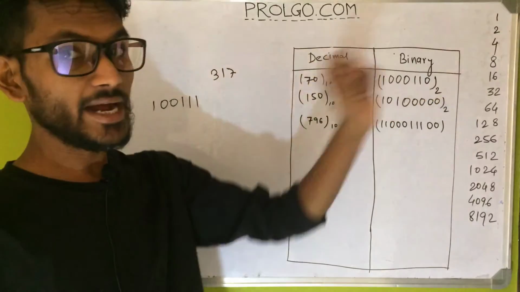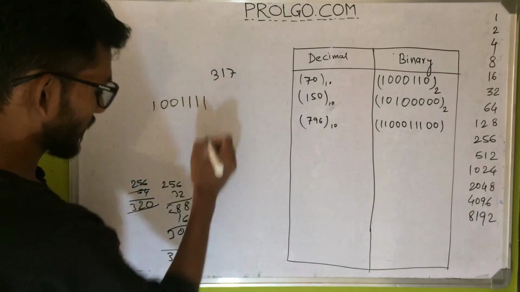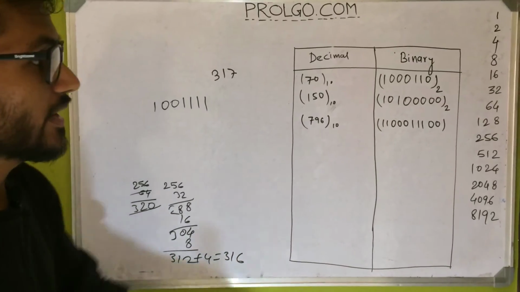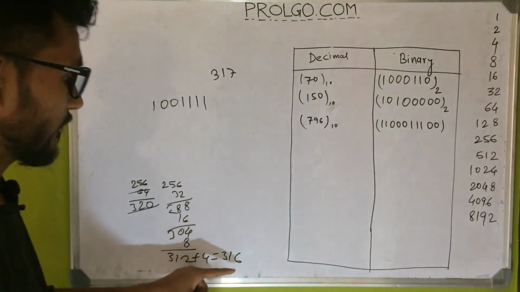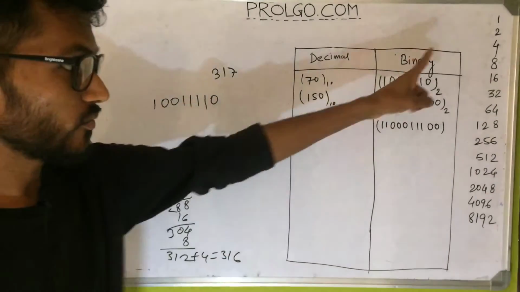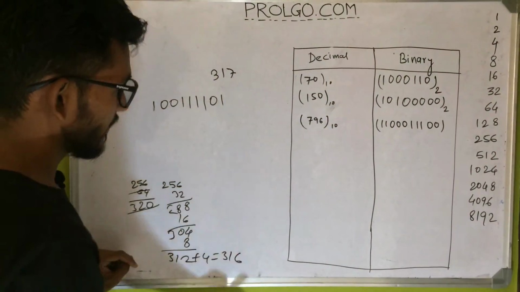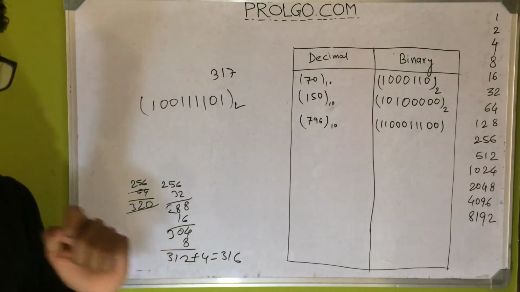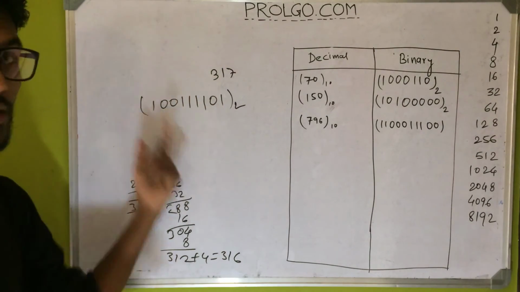And now do we have to add that 4? Yes. So it will become 316. Do we have to add 2? No, it would become 318. And now do we have to add 1? So yes. So it will become 317. Now you have a clear idea how you can easily convert any decimal number into binary.